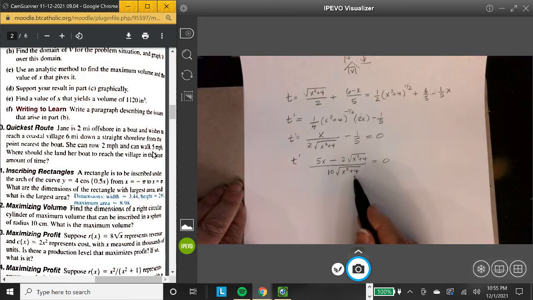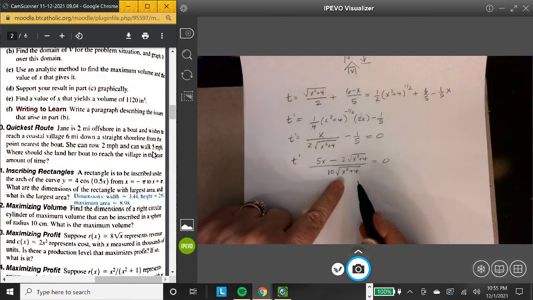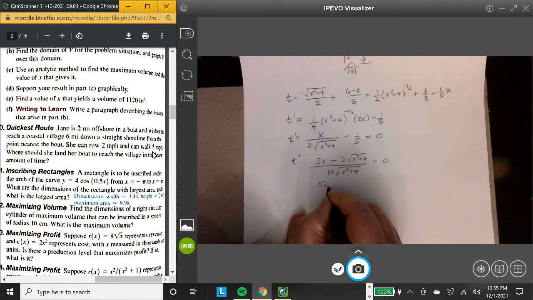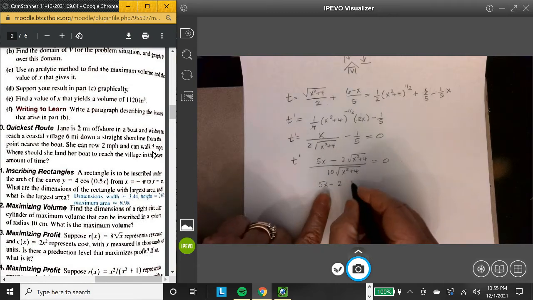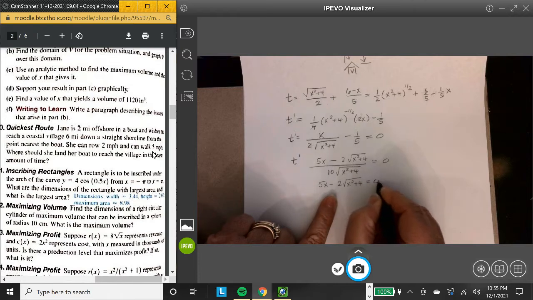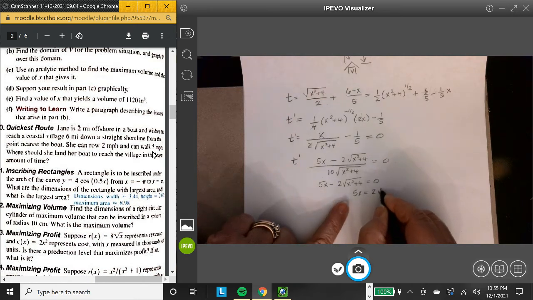Now, x squared plus 4 is never 0. It's a quadratic that's shifted up 4. If you think about it, that graph, it's up 4, it's always positive, never negative. So our only hope is setting the numerator equal to 0. So we get 5x minus 2 root x squared plus 4 equals 0. I'm going to move the root part of this equation to the right. So this will be 5x equals 2 root x squared plus 4.